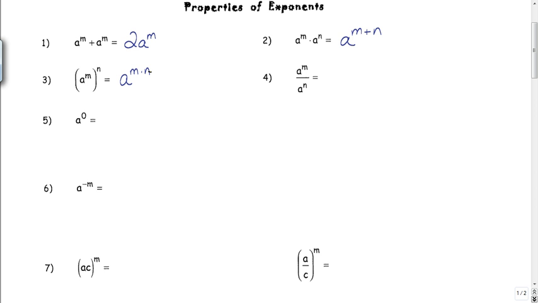When you divide, you subtract. So this is a to the m minus n. Anything raised to 0 is 1. That's an old school rule.